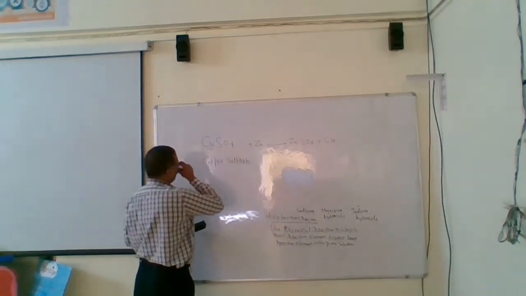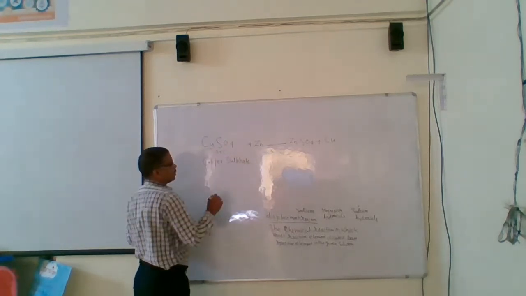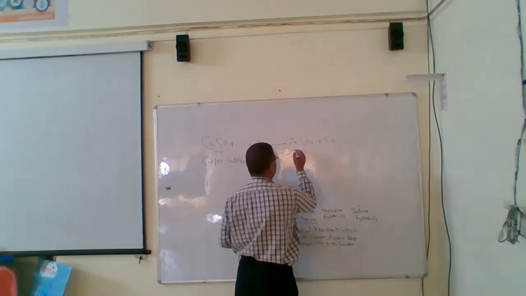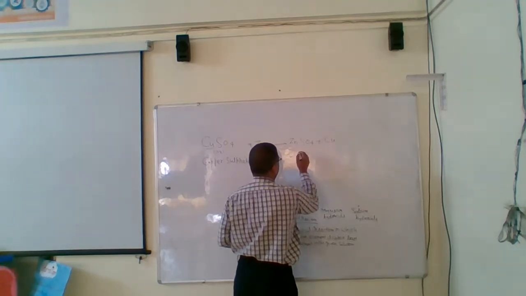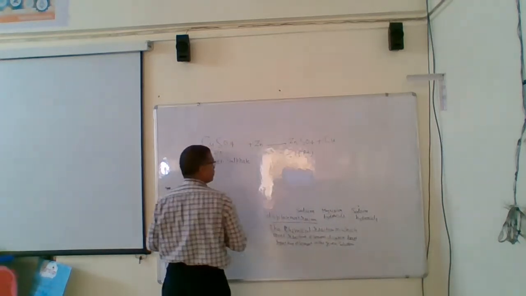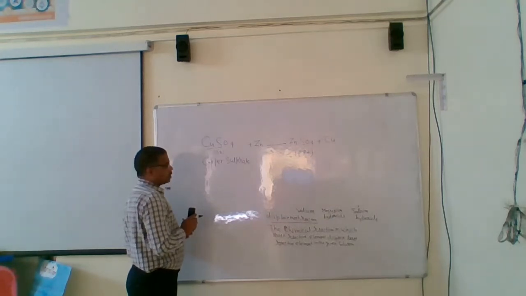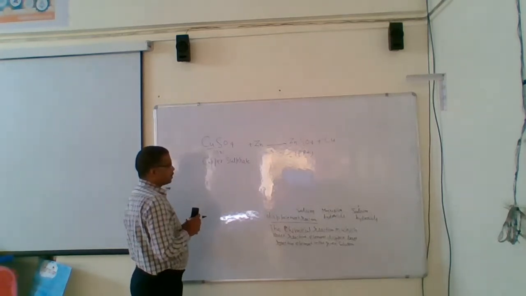Since the copper sulfate is in solution form, the solution obtained after the reaction is again a solution. We get zinc sulfate and copper released. In this kind of case the reaction takes place.